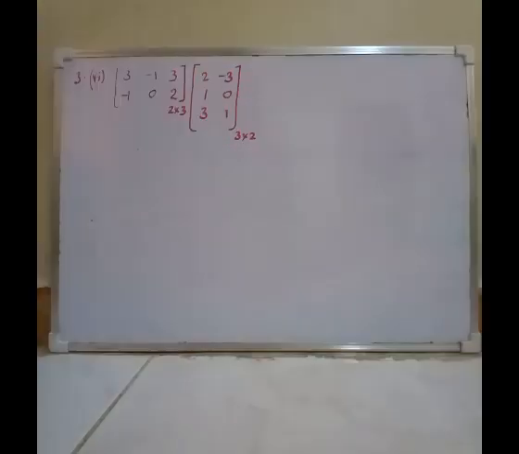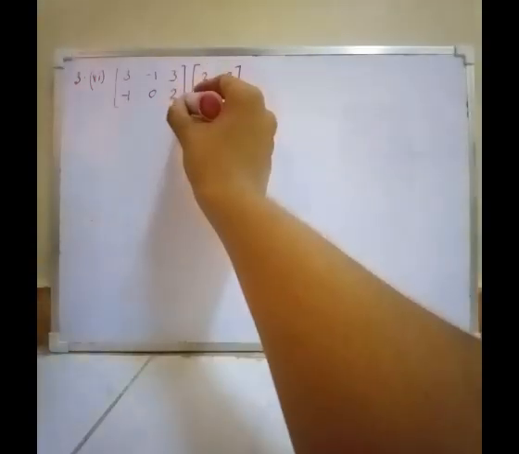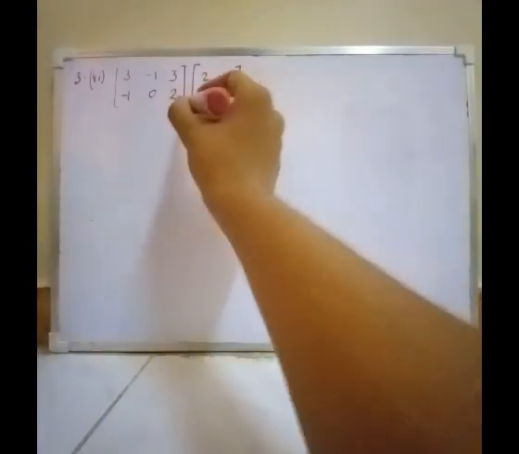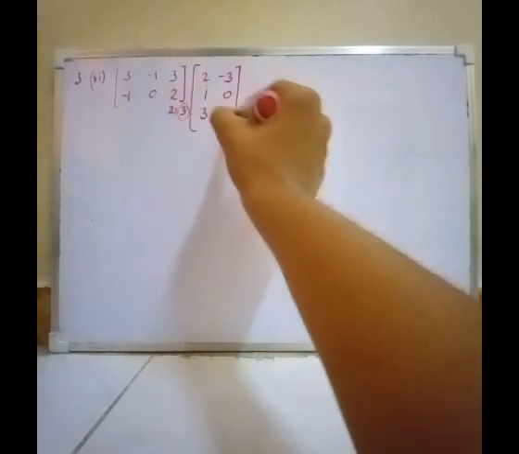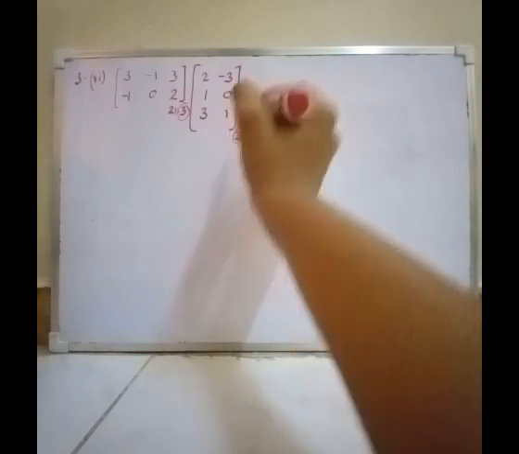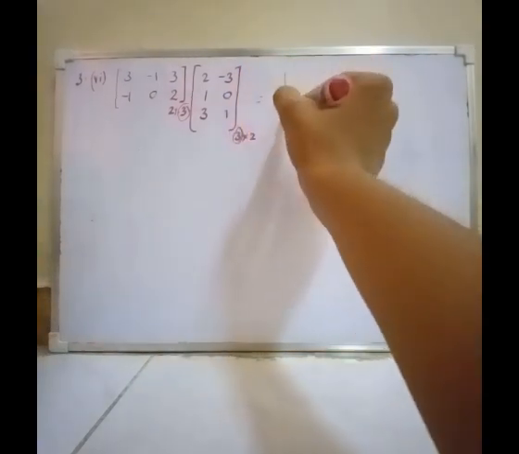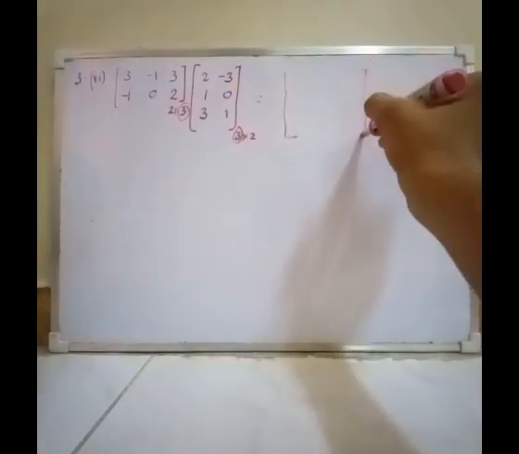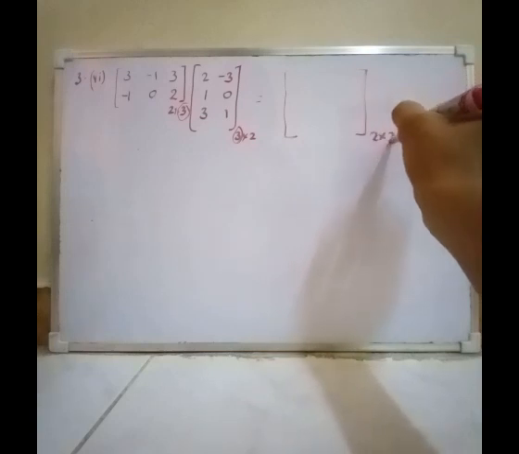Coming to the last part of the question. So we are having a 2 by 3 matrix and 3 by 2 matrix. So 3 is common in between, right? So the final matrix will have the order 2 by 2, right? Now let's do this question.